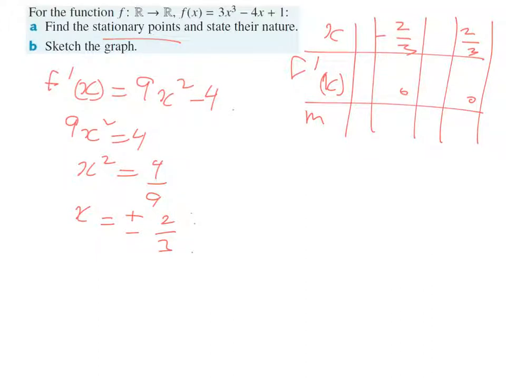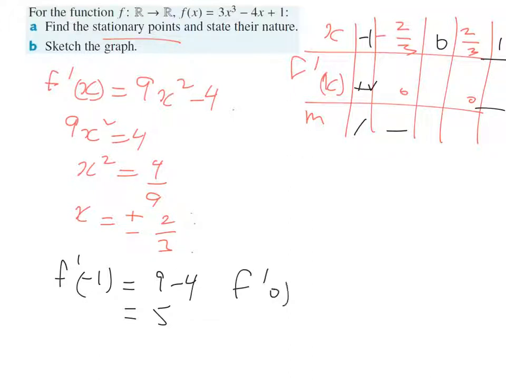So I'm going to choose negative 1, 0, and 1. Based on that, I'm going to substitute negative 1 into the derivative. So f dashed of negative 1 equals 9 minus 4, and that equals 5, which is positive. Positive, so it looks like that. At 0, I know the graph looks like that. So f dashed of 0 is negative 4. So I know that we're going to have negative. So it's going to go downwards. Once again, at 0, it's flat.